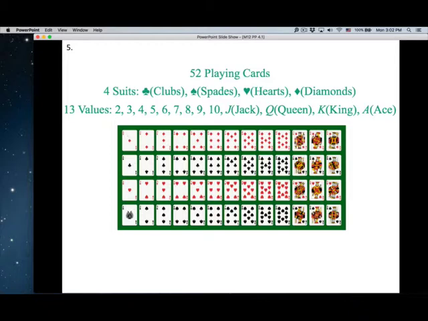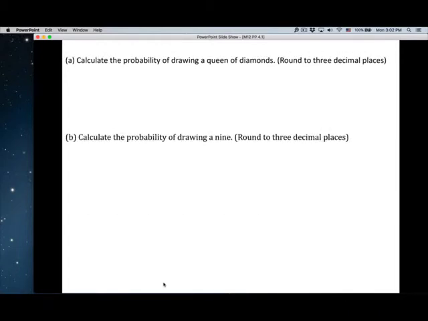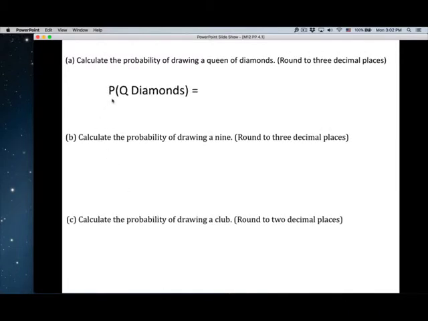Now we want to calculate the probability of drawing a grade of diamond. We only have 1 grade of diamond out of 52 cards here. So the probability of a grade of diamond is 1 out of 52, to 3 decimal places. Okay, and I want you guys to try part B and part C.